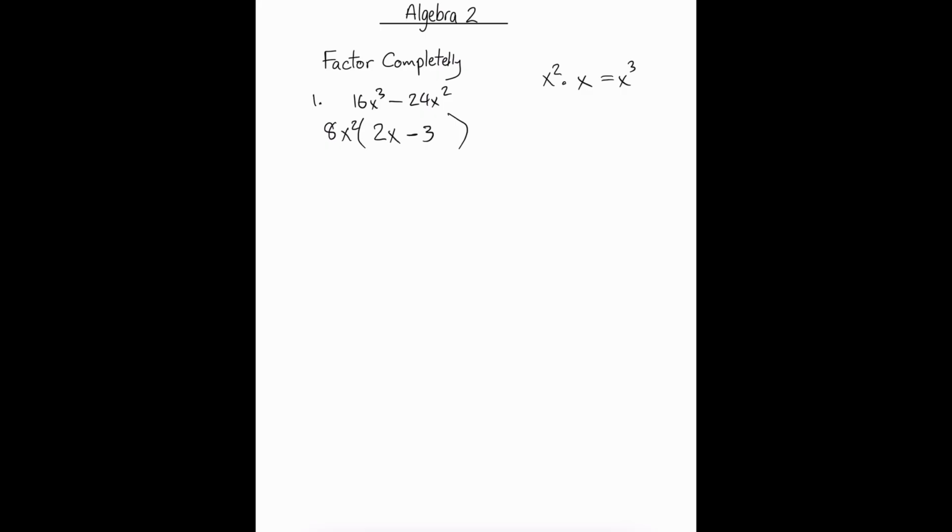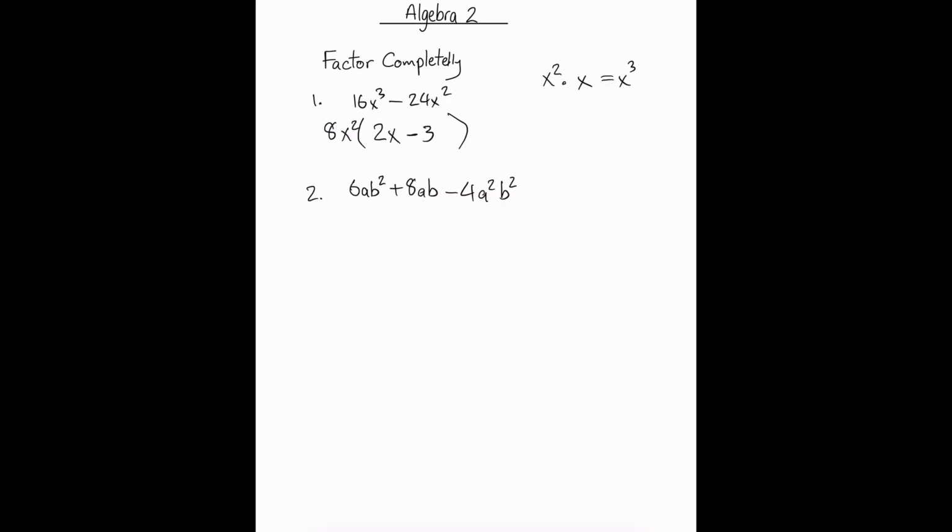Let's try another problem. Let's say we had something a little bit more involved. So let's look at number 2. Okay, so now we have 3 terms essentially. So the process is the same. You want to identify all the variables and all the numbers. So I see there's a 6, an 8, and a 4.